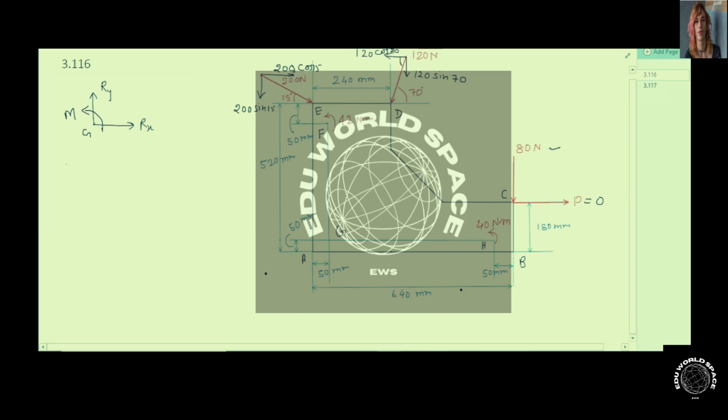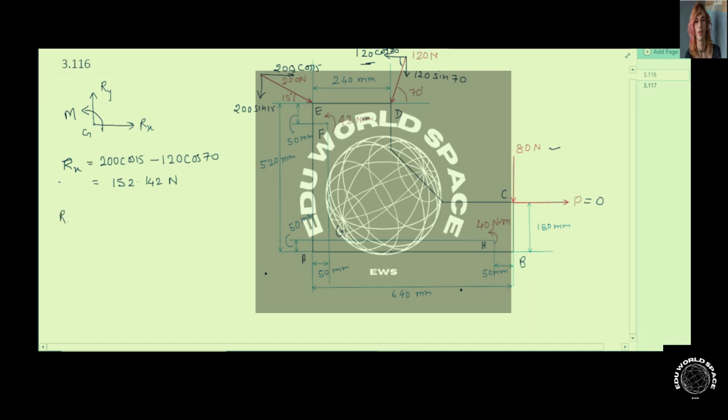So by balancing the forces in the x direction, the total reaction in the x direction can be written as 200 cos 15, which is acting in the right-hand side direction, while this component of 120 cos 70 is acting in the opposite direction, so minus 120 cos 70. This gives out to be 152.142 Newton. So this is the value of Rx.